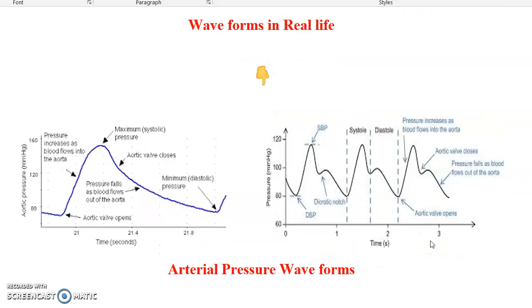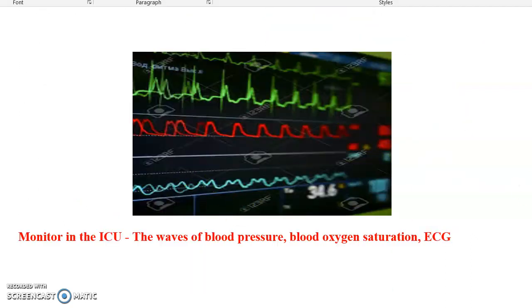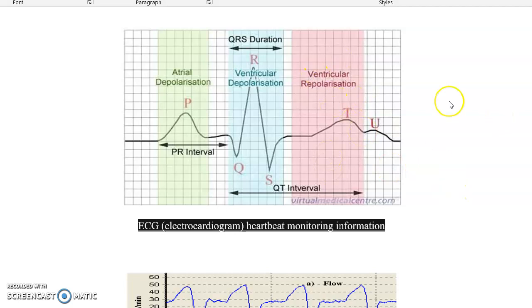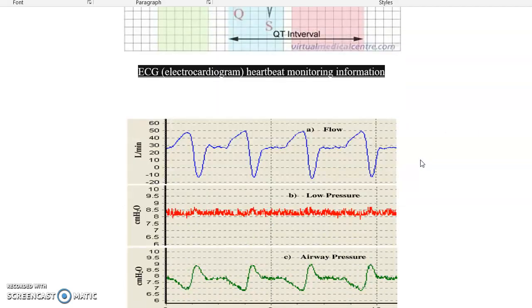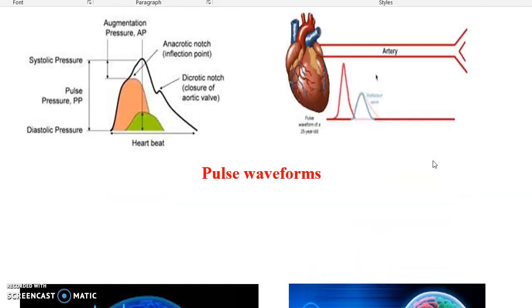So these are a few pictures of waveforms, especially in the medical field. These are the arterial pressure waveforms, and here we have a glimpse of the waves of blood pressure and oxygen saturation, etc. ECG in the ICU unit. And these are waveforms of ventricular depolarization and arterial depolarization. And here we have pressure waveforms. Similarly, here we have pulse waveforms.